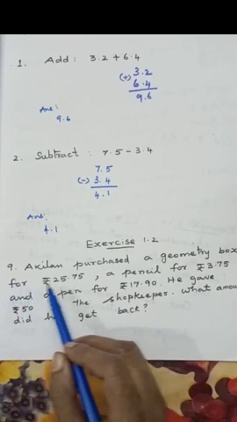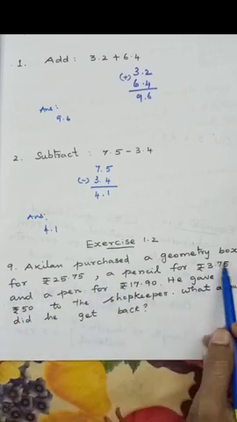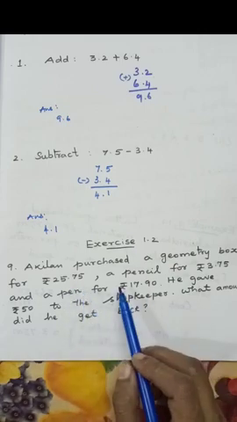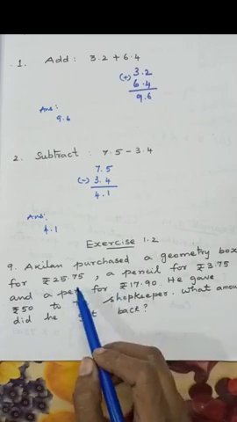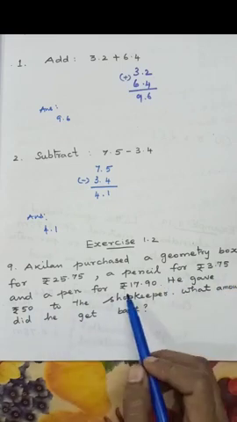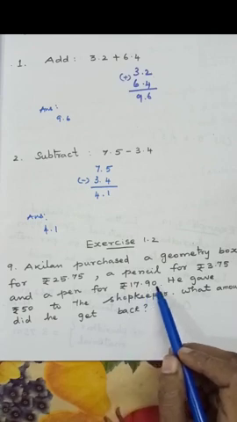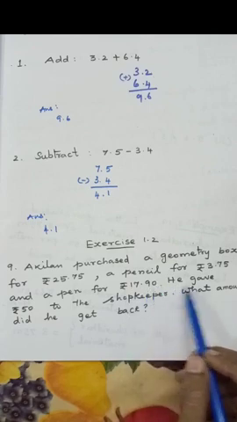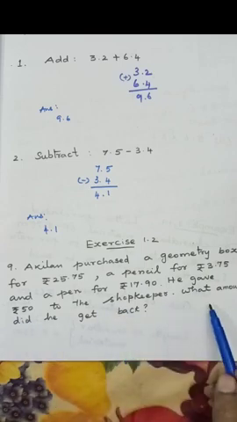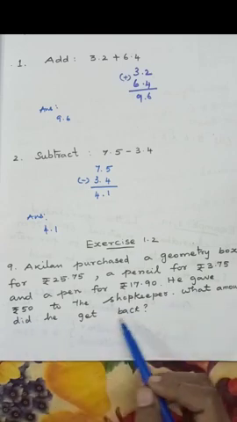We shall move to exercise 1.2. Ninth problem. Akhilan purchased a geometry box for rupees 25.75, 25 rupees 75 paise. A pencil for 3 rupees 75 paise. And a pen for 17 rupees 90 paise. He gave rupees 50 to the shopkeeper. What amount did he get back?